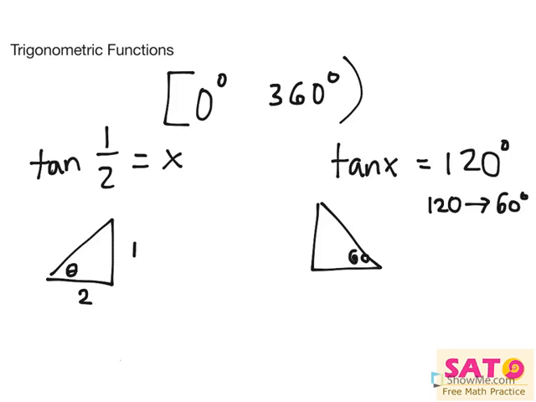And the opposite side would be square root of 3. This would be negative 1, and that would be 2. So that would be negative square root of 3. Alright, we've got that covered. Now let's move on.